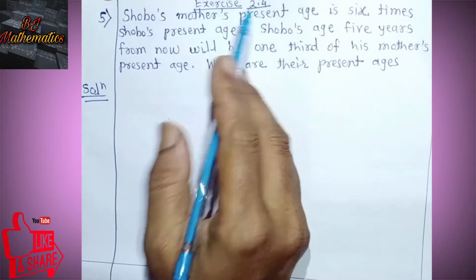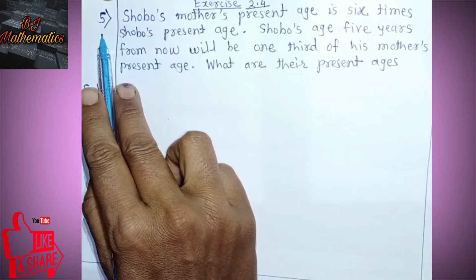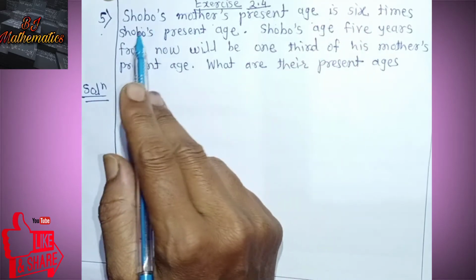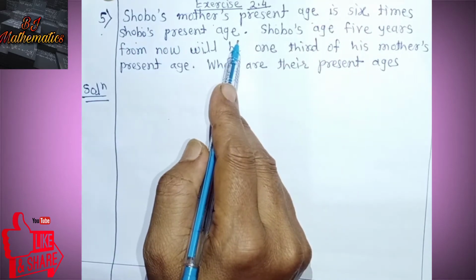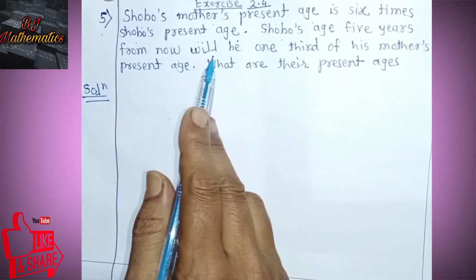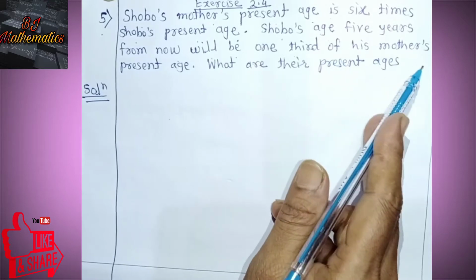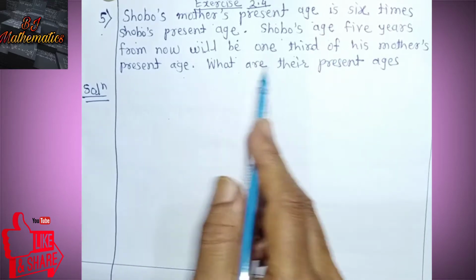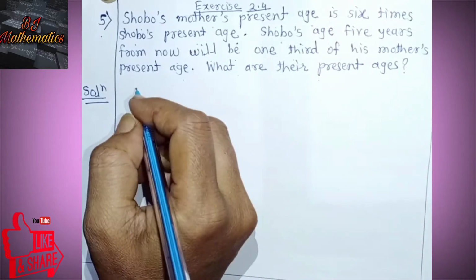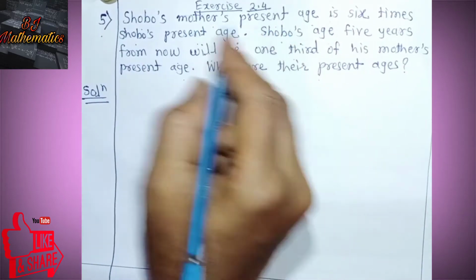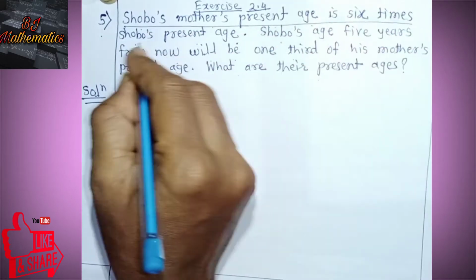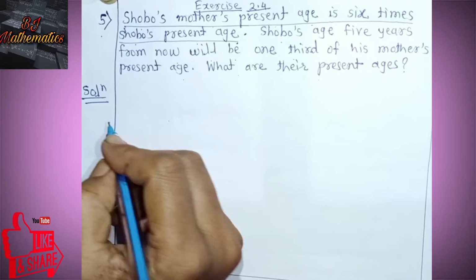Exercise 2.4, Example 5. Shobo's mother's present age is 6 times Shobo's present age. So Shobo's age 5 years from now will be 1/3 of his mother's present age. What are their present ages? First condition: Shobo's mother's present age is 6 times Shobo's present age.